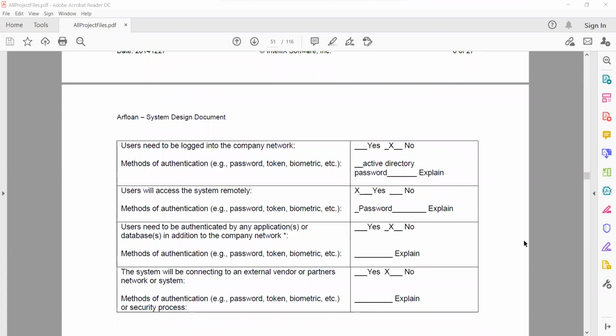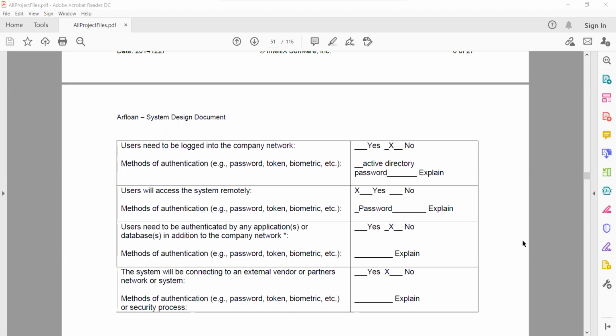This one talks about how the security is going to be implemented in the system, right? So there are multiple ways. One of the ways is Active Directory, where essentially a user has an account and associated credentials, or you can just do a simple user ID and password mechanism.